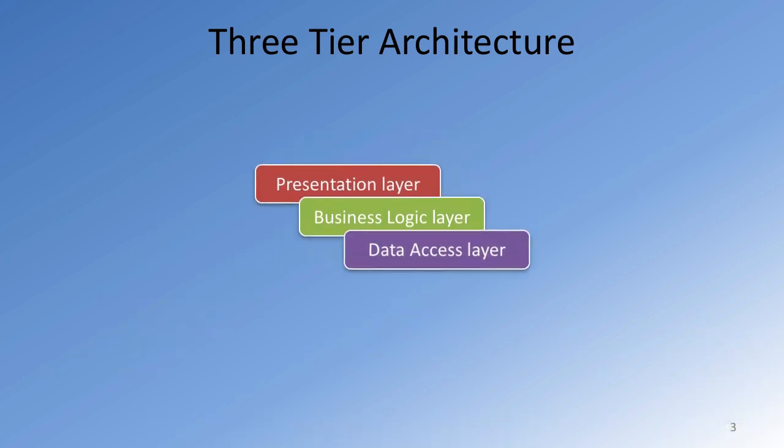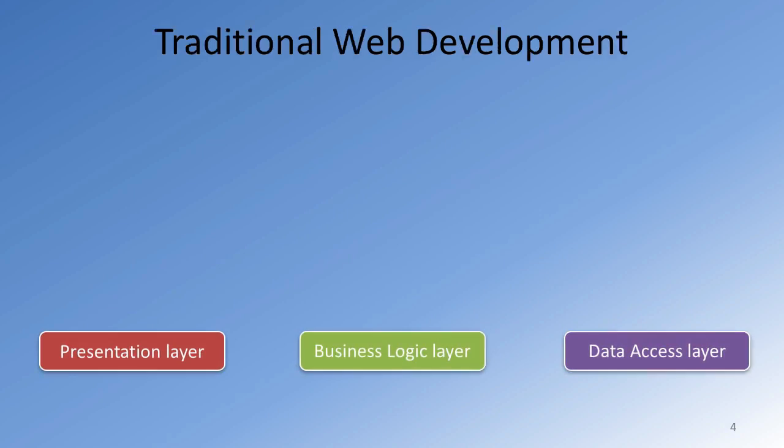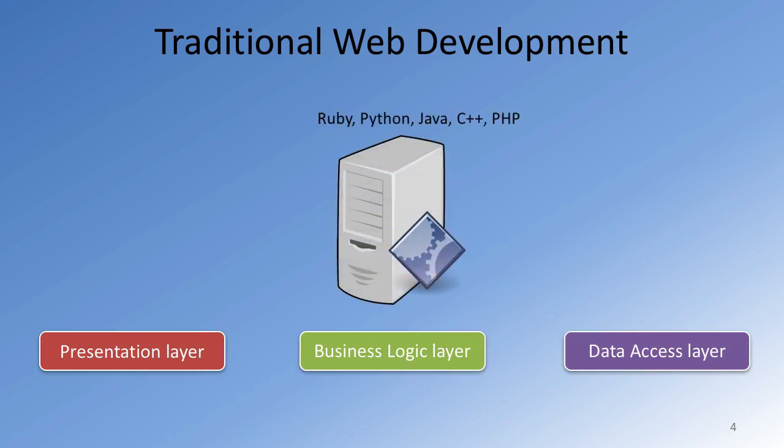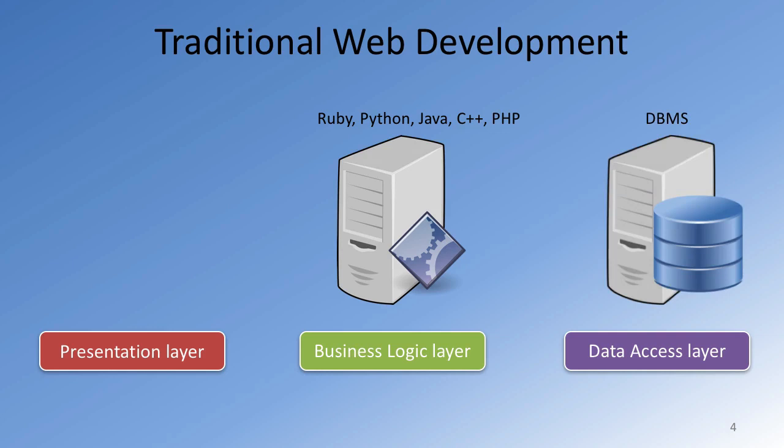Exploring this further, let us see what is implemented typically in the traditional web development in each of these three layers. The business logic layer is usually implemented these days using technologies like Ruby, Python, PHP, Java, C++, or ASP.NET. This business logic layer is interacting behind the scenes with the persistent data typically stored in a relational database and accessed by the business logic layer.